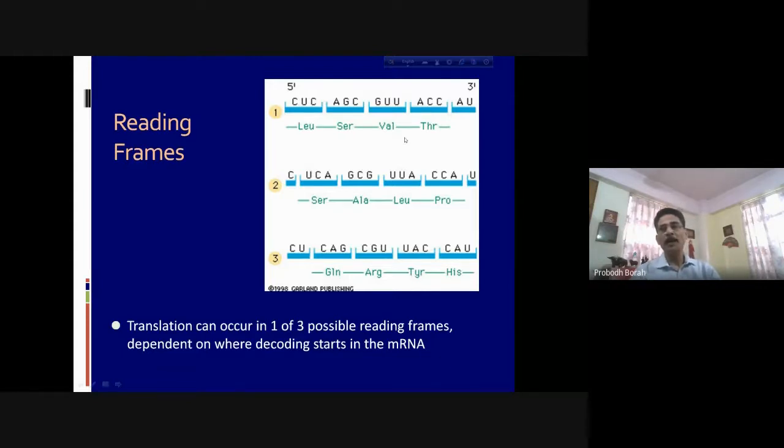So you see, depending upon how you read the sequence, the interpretation of our amino acid sequence will be different. If the reading frame is this one, then the amino acid sequence will be this one. If the reading frame is changed, the amino acid sequence changes. So there can be three reading frames in a particular part of a DNA sequence, or for that matter, messenger RNA. But out of these three reading frames, only one is functional in an organism, and only one constitutes the coding sequence for the particular gene.